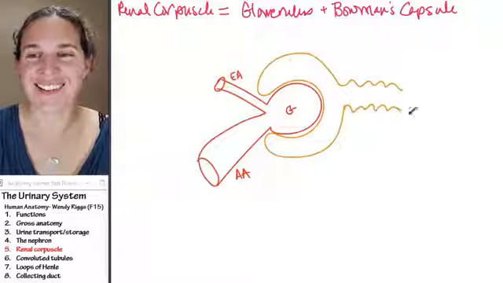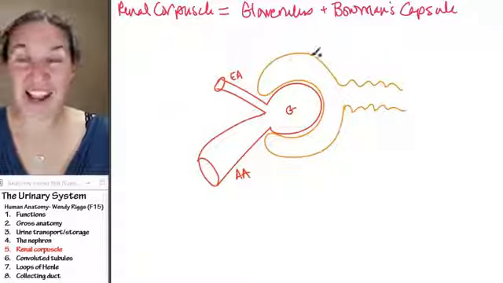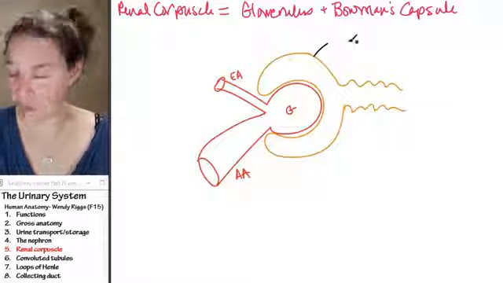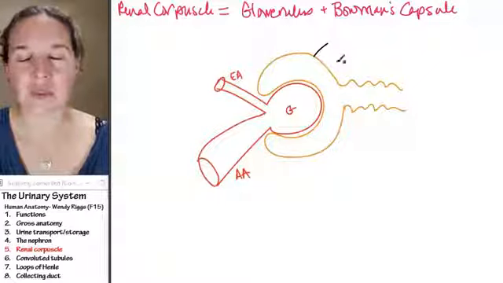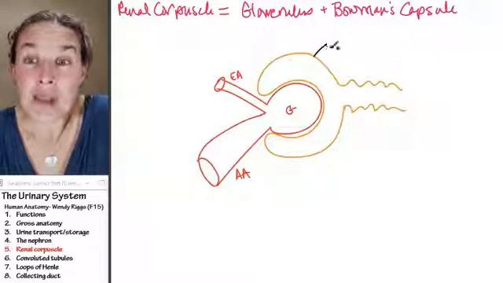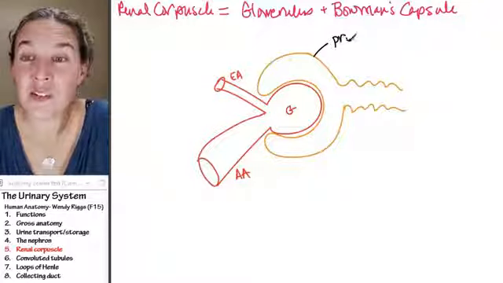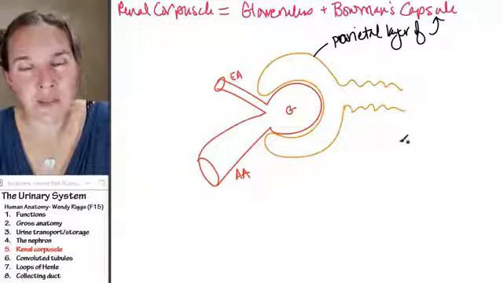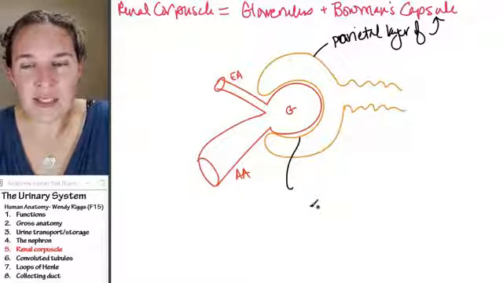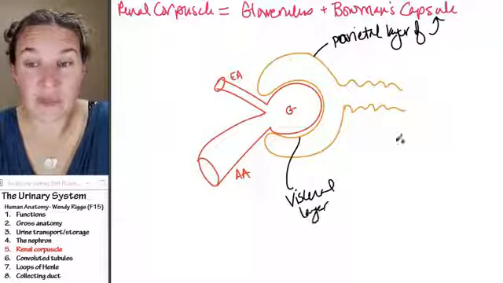You actually have a visceral layer and a parietal layer of Bowman's capsule. And let's make sure we have our terminology. That's exactly what it's called. You tell me. My little stick pointer is on the parietal layer of Bowman's capsule. And now my little stick is on the visceral layer of Bowman's capsule.